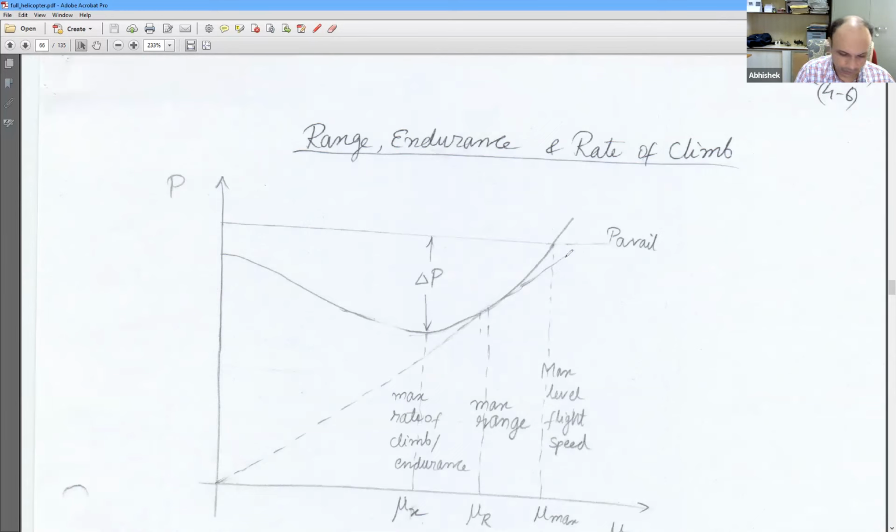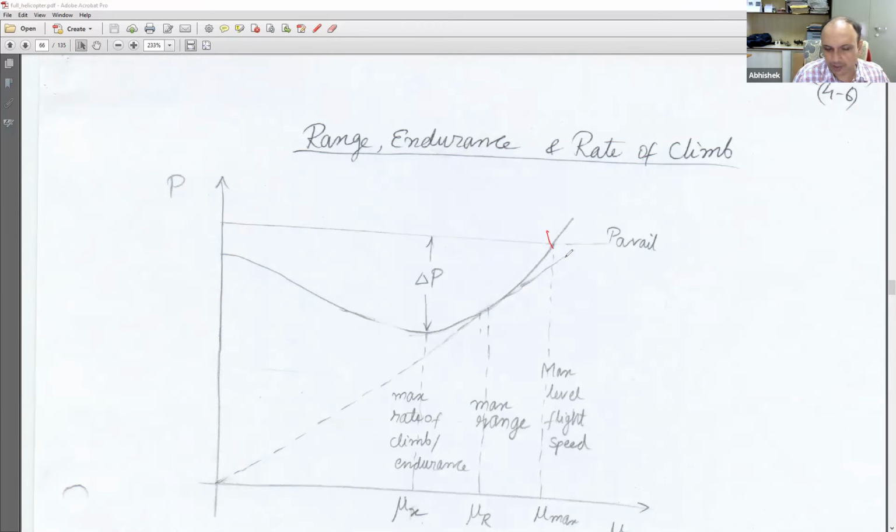Finding this is straightforward, but we are not going to find it right now using an analytical expression, because at this point my profile power is high, parasite power is very, very high, and induced power may be low. So getting a simple analytical expression is not easy. And it is a function of power available. So the best way is to find it graphically. You can just draw a graph for power and draw a straight line for your available power, and you get the maximum speed possible.